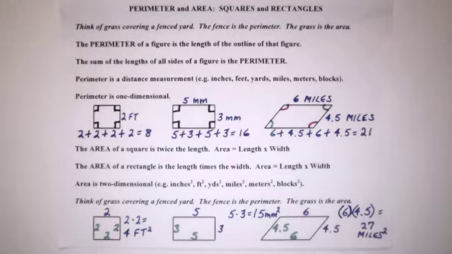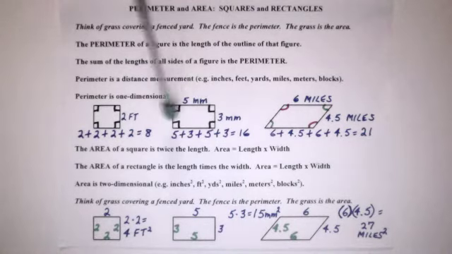Now let's look at this rectangle. This is the length. The longest side we generally say is the length. The shorter side we call the width. I've seen problems where the width had a longer measurement than the length, but generally the length is the longest side and the width is the shorter side.